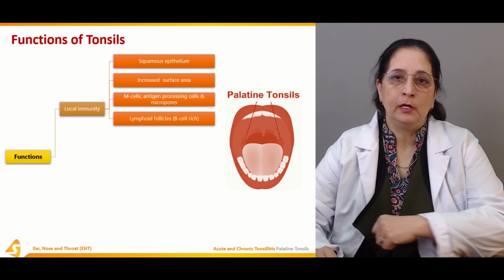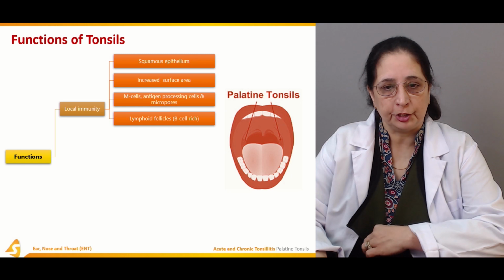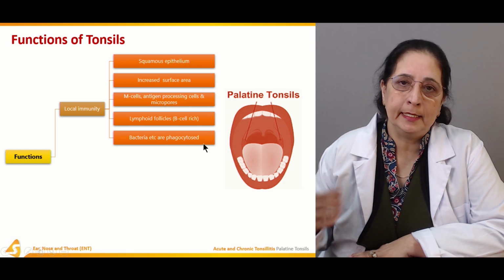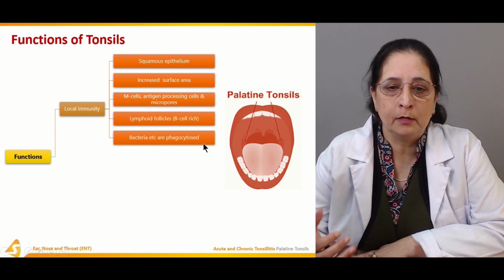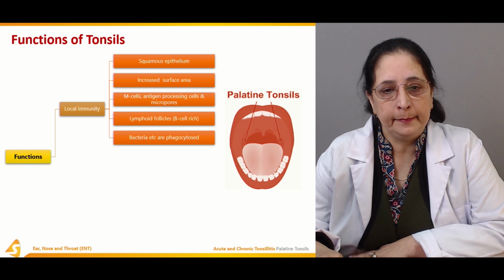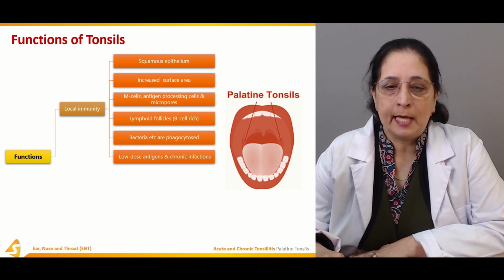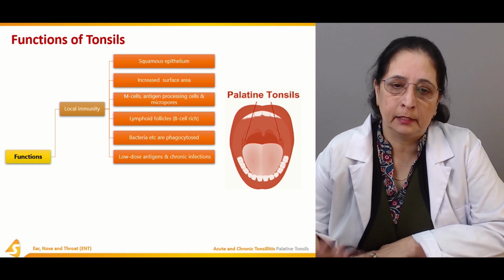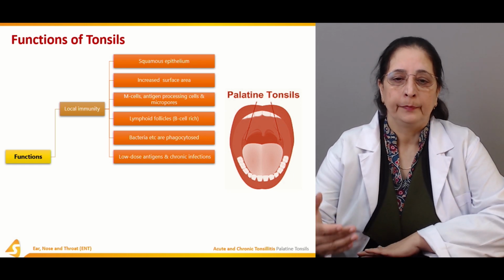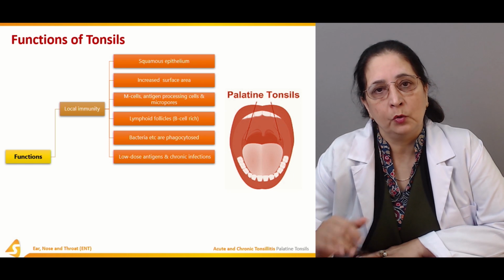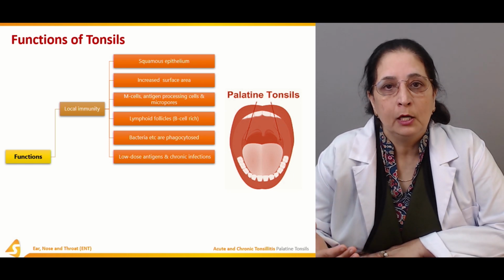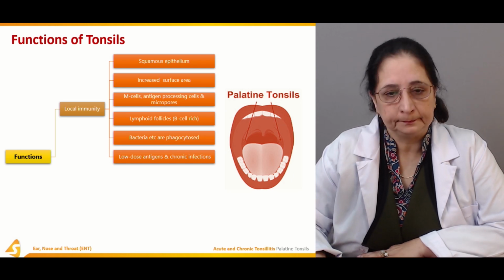So lymphoid follicles are B cell rich. Bacteria are phagocytosed in these lymphoid follicles with the B cells. Low dose antigens and chronic infections also play an important role, and so does exposure to low dose antigens.